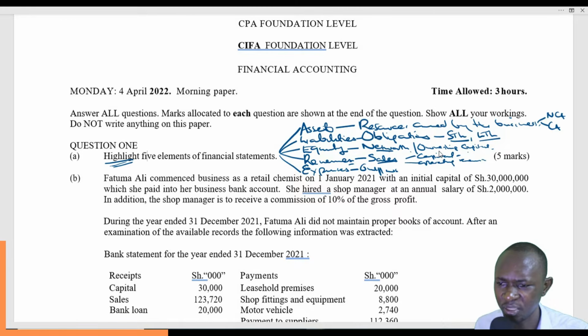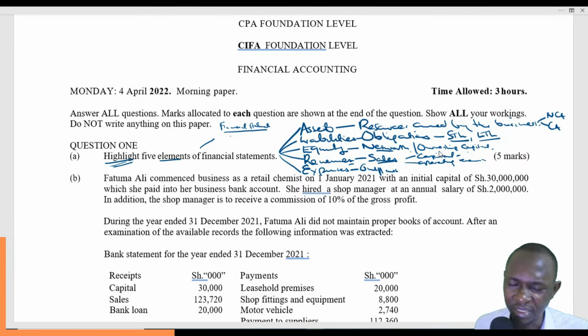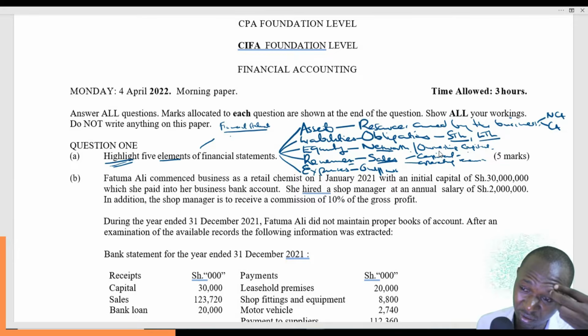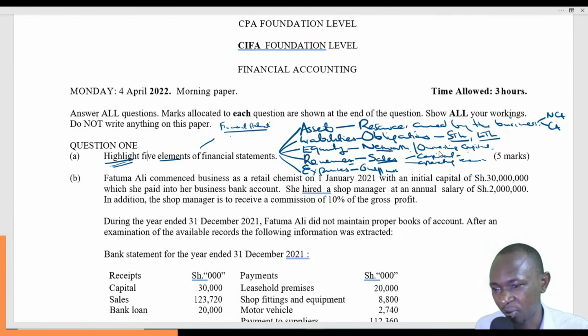Sometimes people confuse these elements with the books of accounts, and you'll get some people talking about financial statements where they end up talking about the income statement, the cash flow statement, the statement of equity. Those are final books of accounts. But when we talk about elements, what makes up the financial statements, these are the key items that make up the financial statement. So this should be able to give you 5 marks.